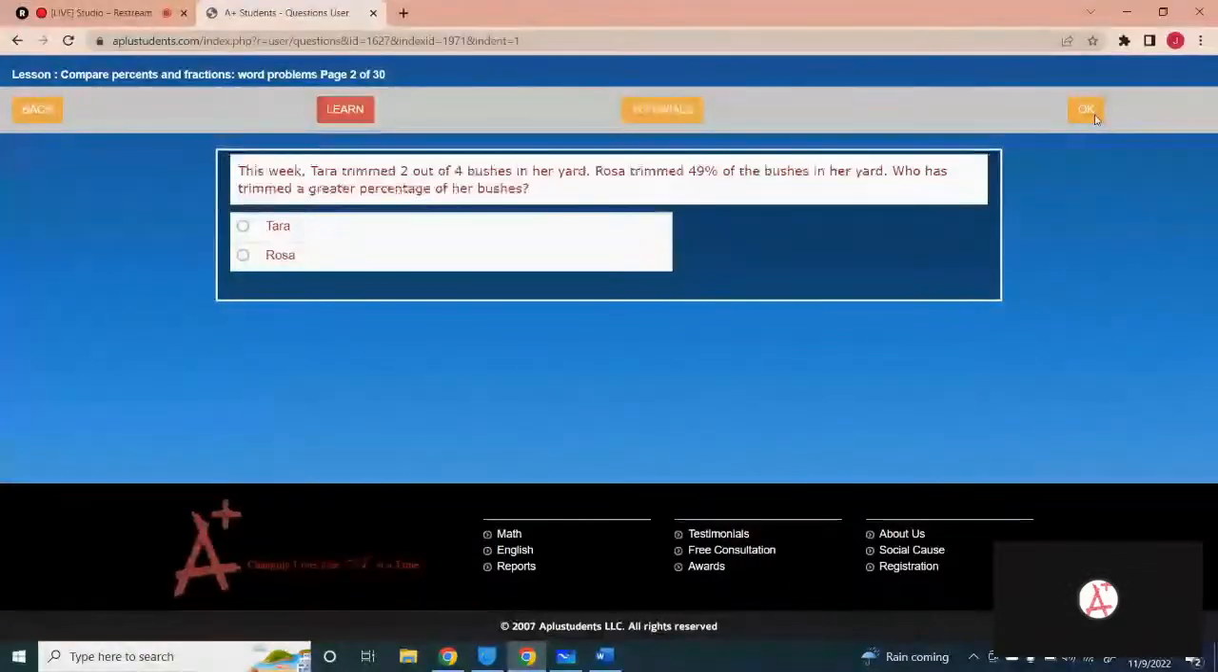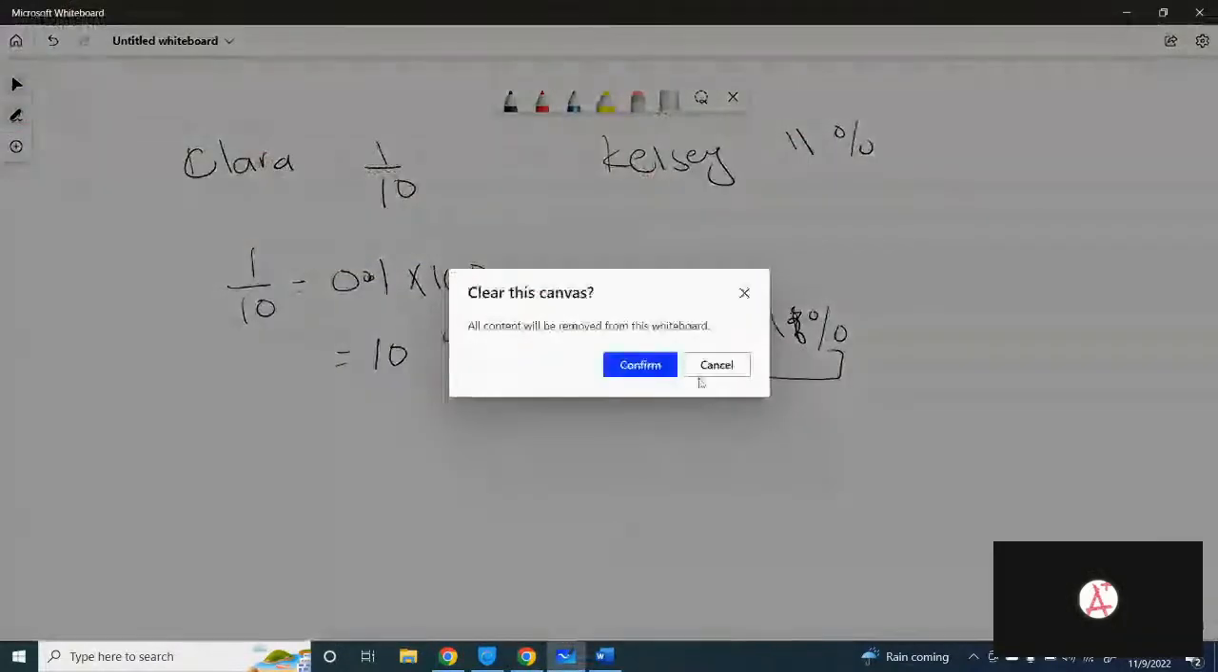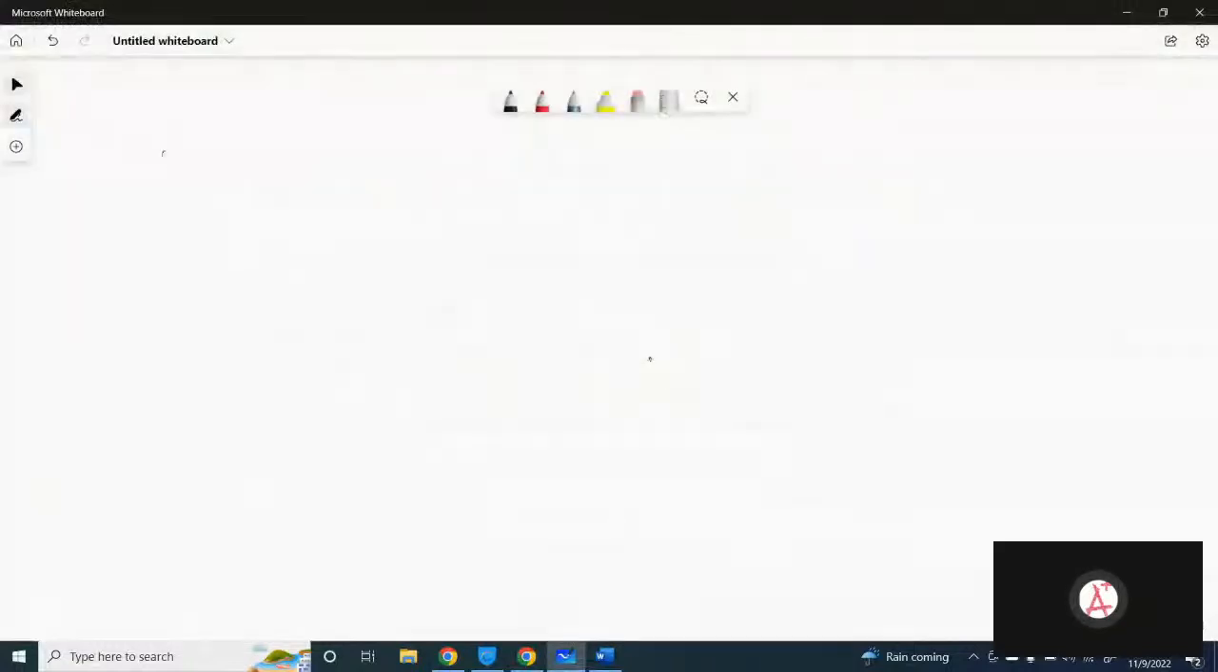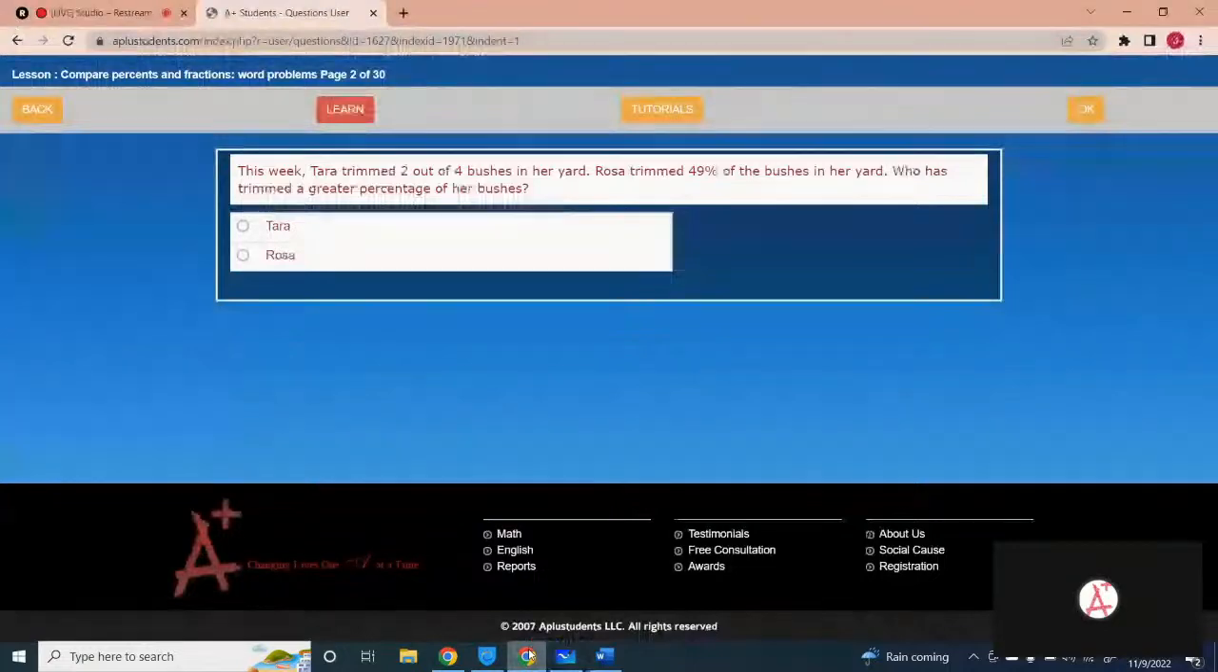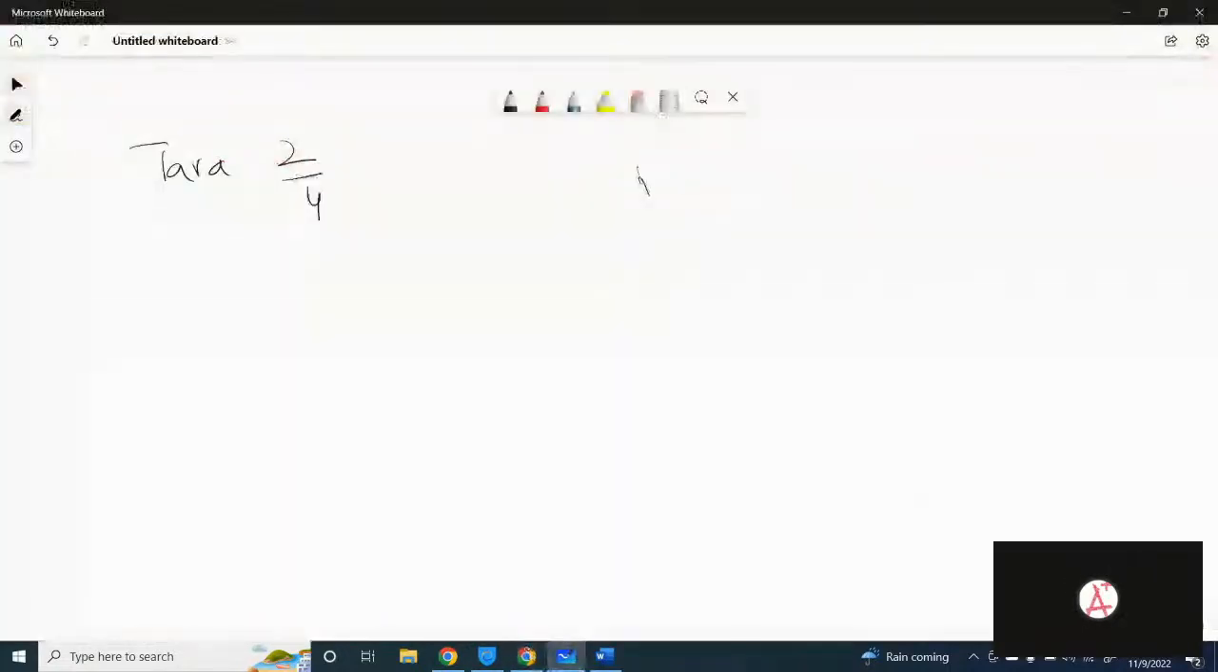Okay, this week Tara trimmed 2 out of 4 bushes in her yard. Rosa trims 49% of the bushes in her yard. Who has trimmed a greater percentage of her bushes? Got it? One of the fractions is 2 by 4. Tara trimmed 2 by 4, and Rosa has 49%. Got it?